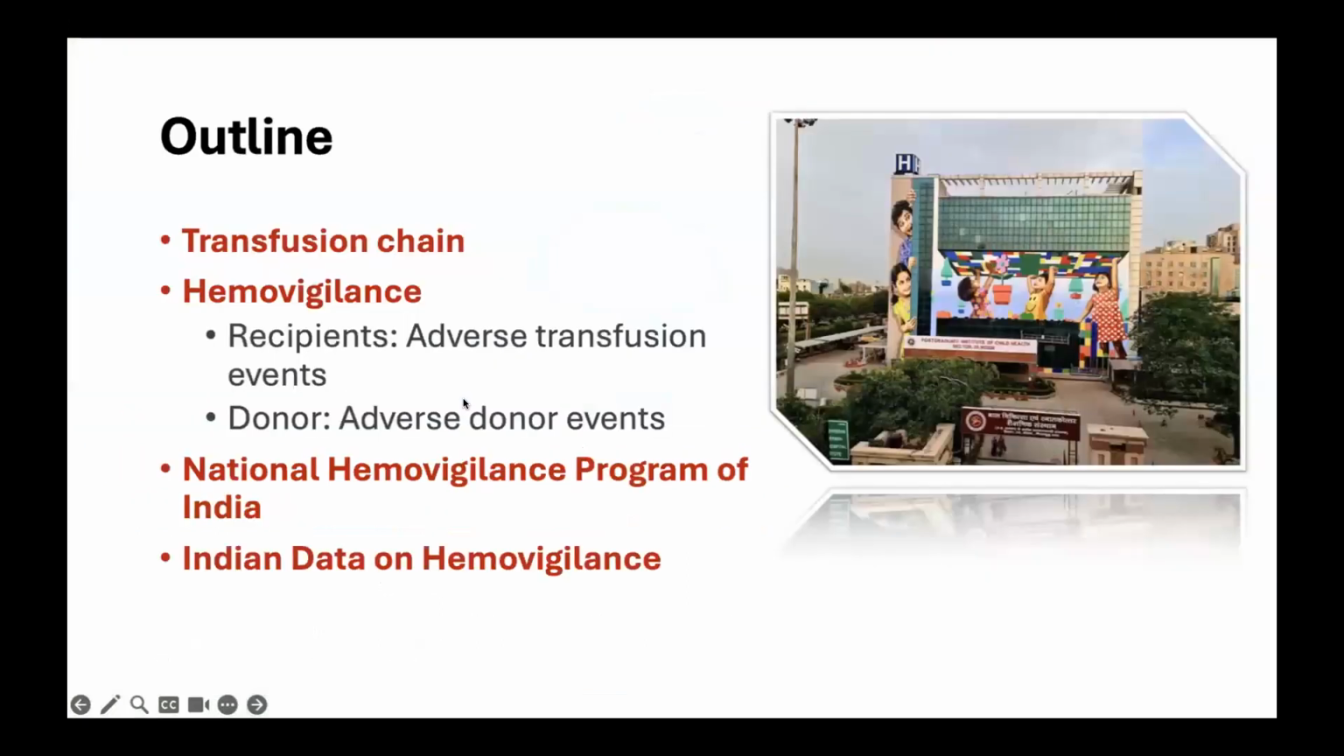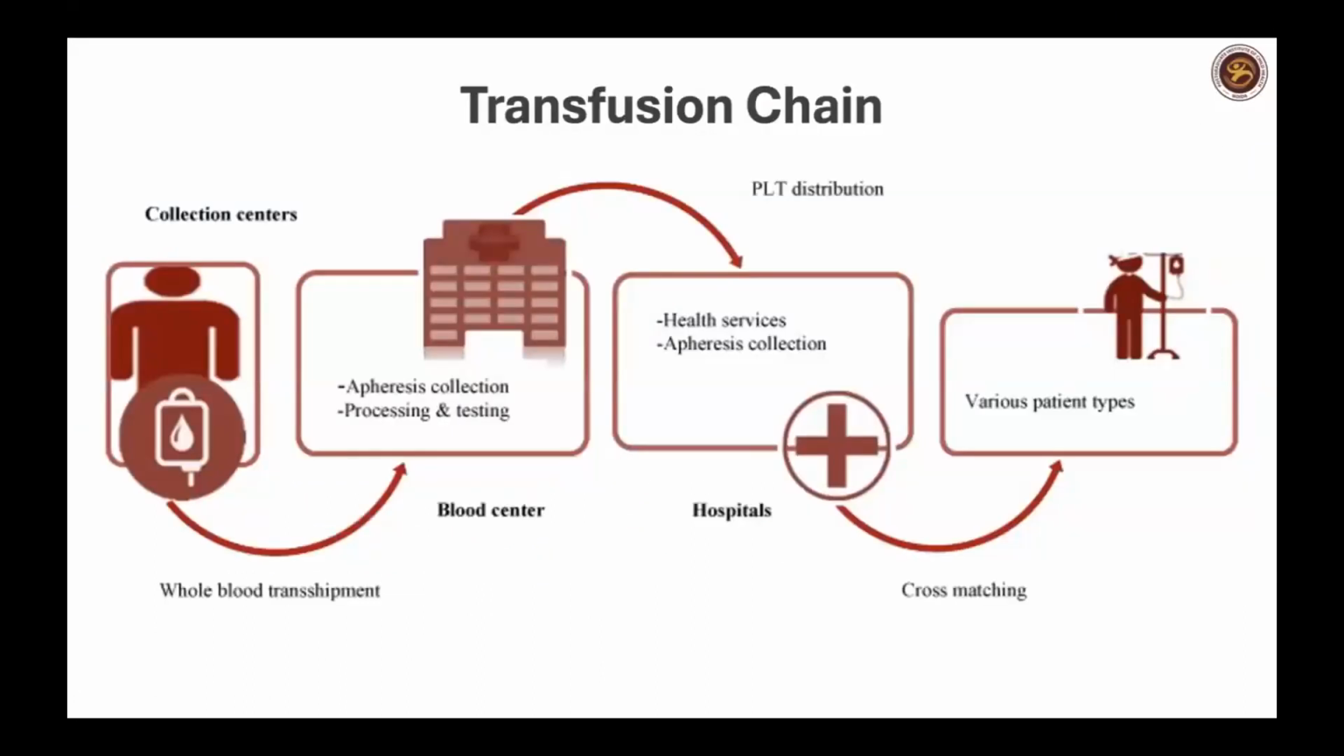So this is how I have outlined my presentation. I'll just briefly touch the transfusion chain, hemovigilance, both in recipient and in donor. Then what is the National Hemovigilance Program of India, and what has been the Indian experience and the Indian data. So we know that this is the whole transfusion chain. We collect these blood units or apheresis units from a donor, which gets processed, which reaches our clinical site or the hospital, and then finally gets transfused to our patient.